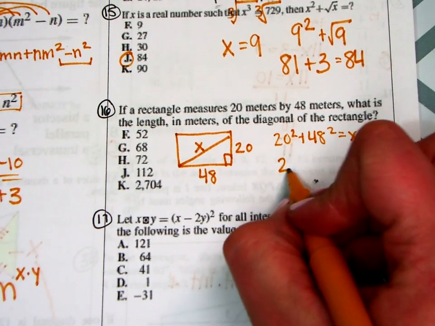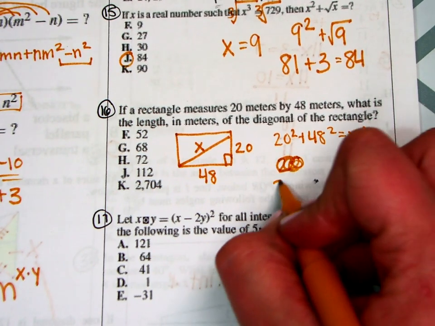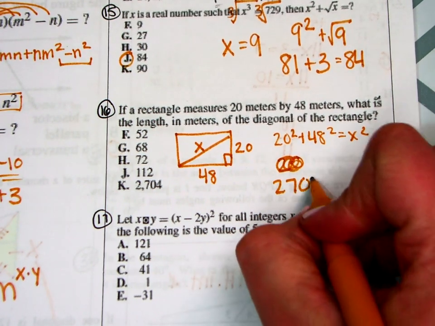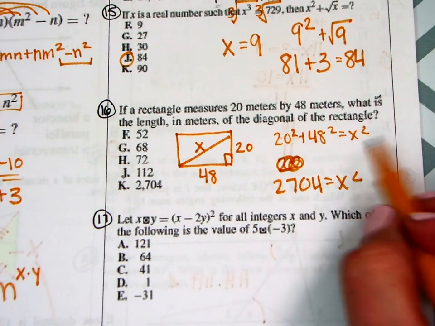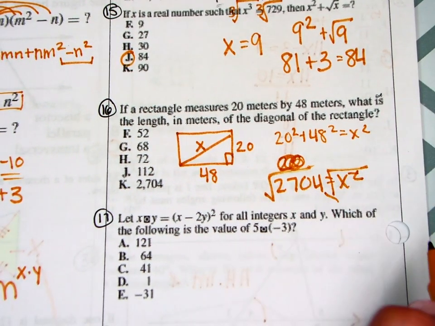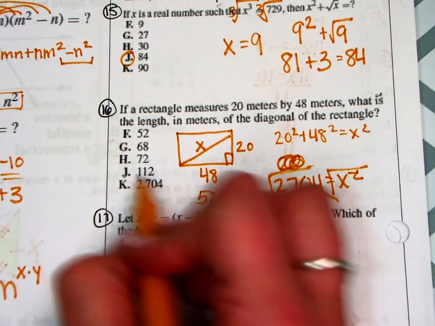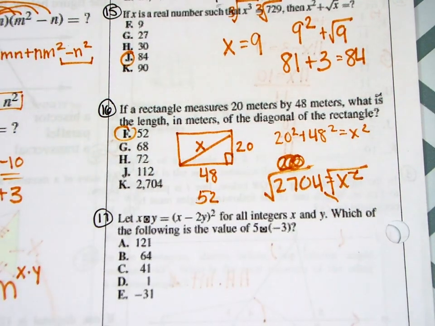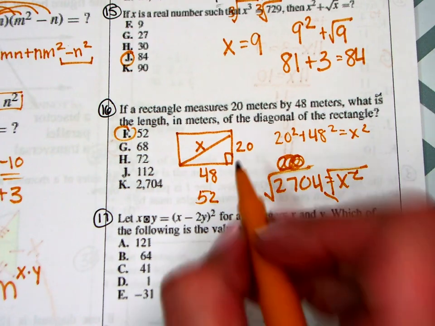When I add this together, I get 2,704 equals x squared. When I square root those answers, my value now becomes 52. So the length of the diagonal is 52 based on Pythagorean theorem.